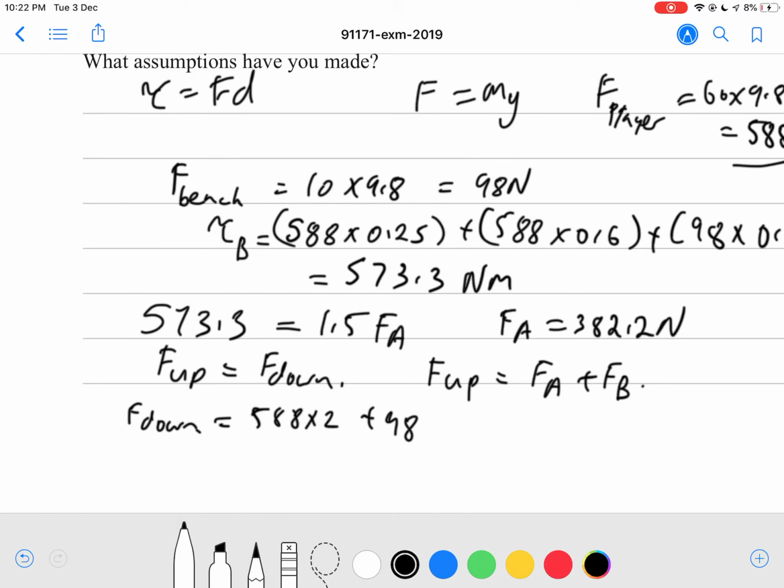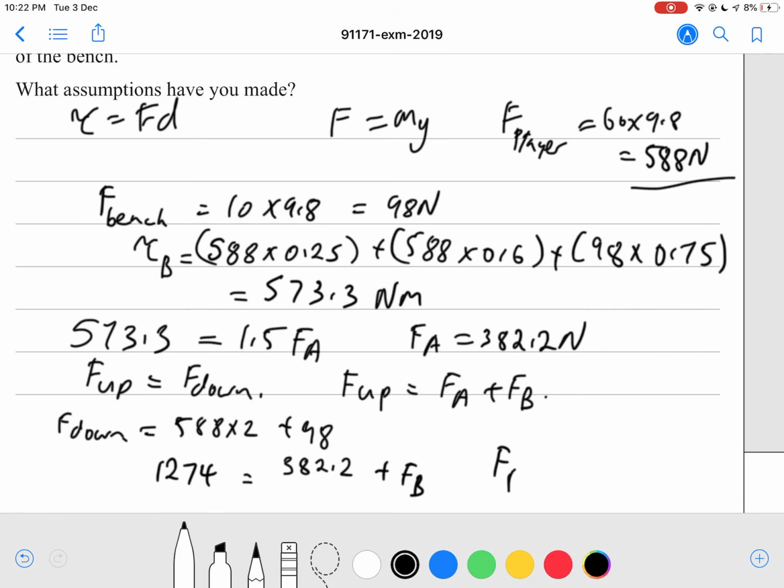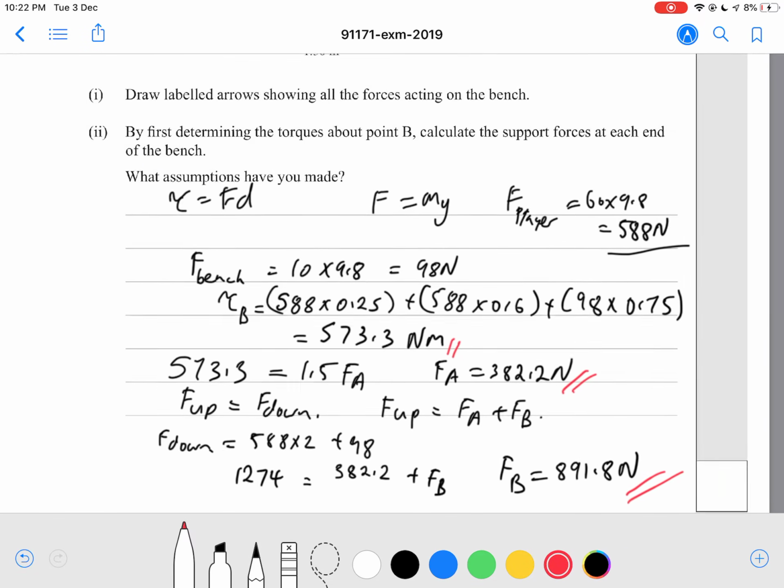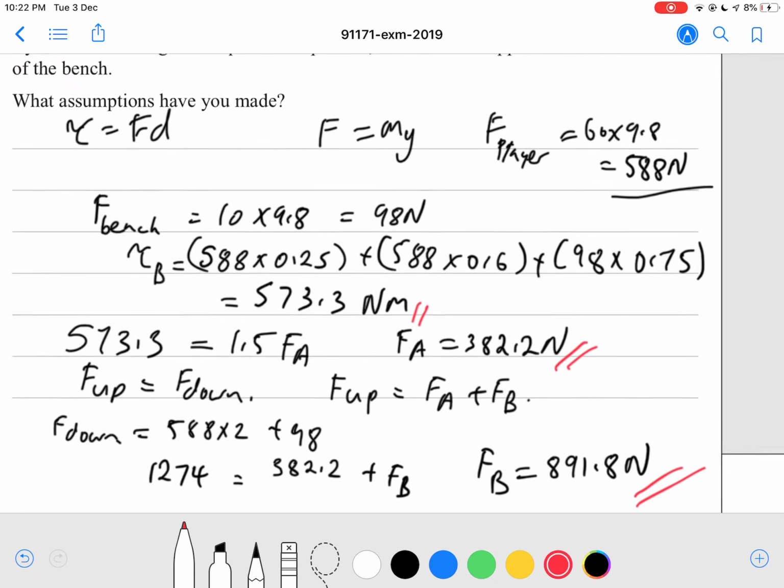Alright, so now we can set up the equation. We can say that 1274 is equal to 382.2 plus F of B. And therefore your F of B will be equal to 891.8 newtons, and that will be your final answer. So you have your F of B, you have your F of A, and you also have your torque at B, which is all the requirements of the question.